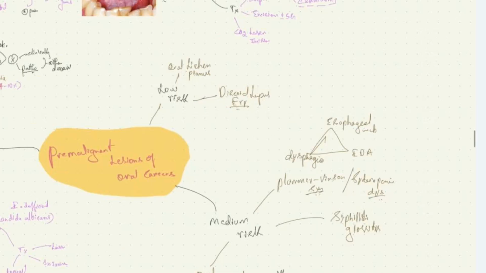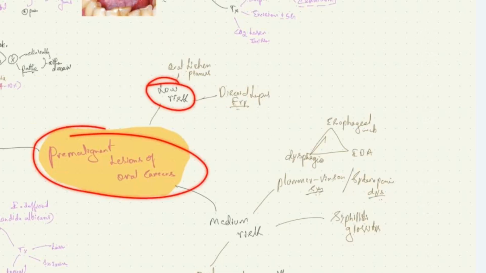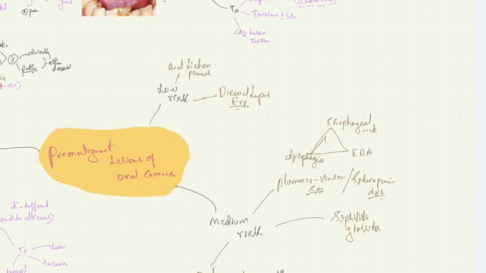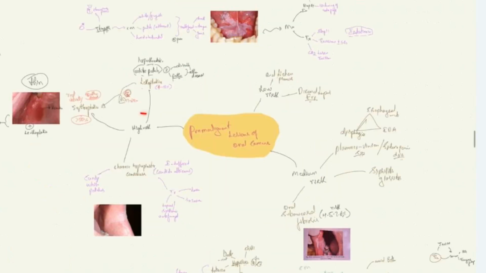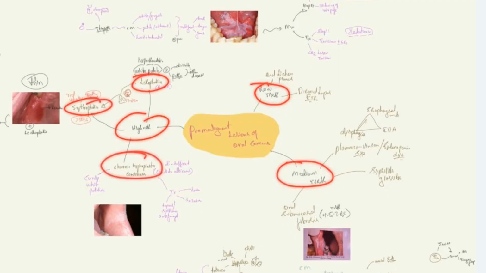What are the low risk conditions which can lead on to oral cancer? Those are discoid lupus erythematosus associated with SLE and oral lichen planus. So to summarize, the pre-malignant conditions of oral cavity are high risk, medium risk, and low risk. High risk ones are leukoplakia, erythroplakia, and chronic hyperplastic candidiasis.